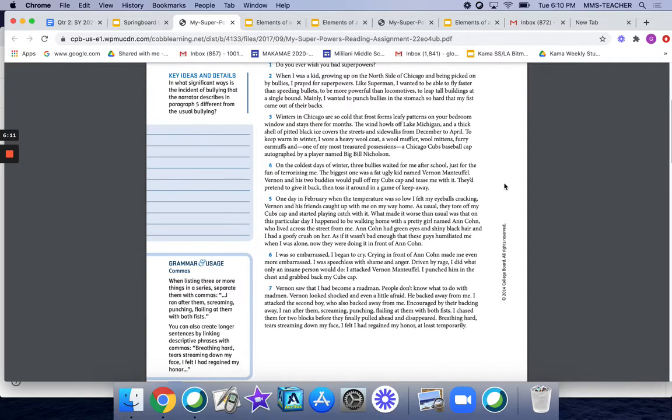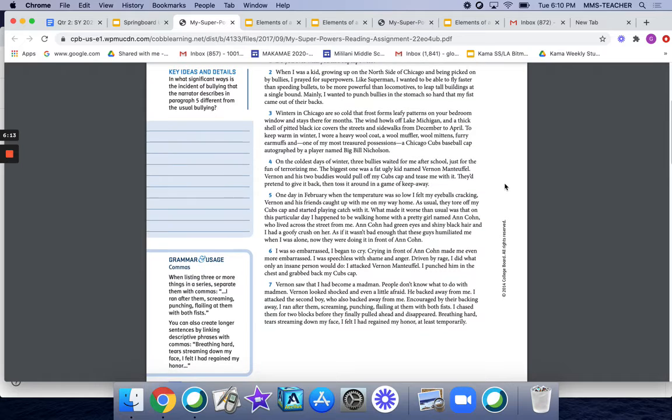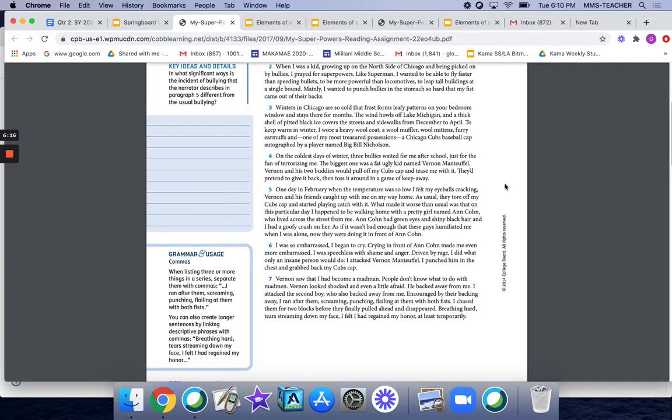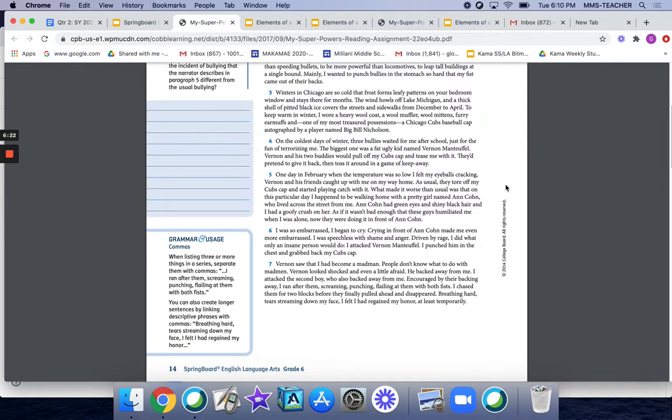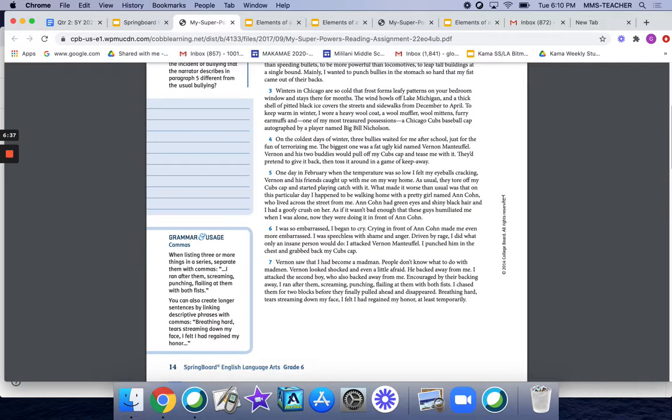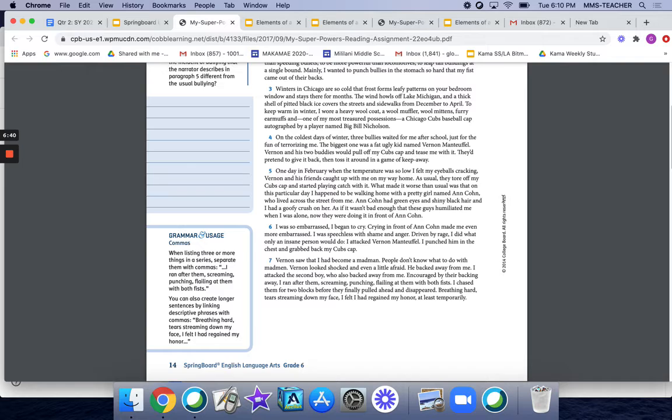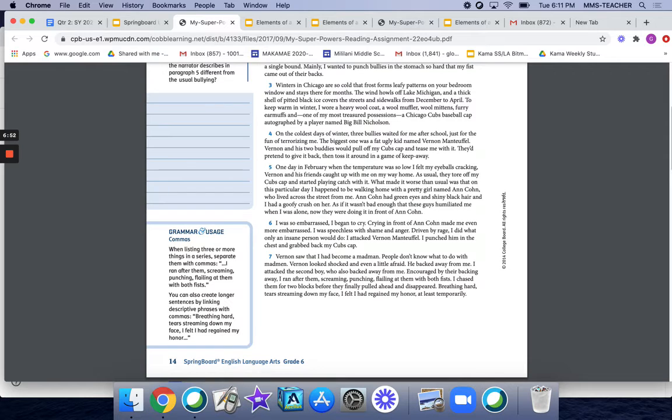Vernon and his 2 buddies would pull off my Cubs cap and tease me with it. They'd pretend to give it back, then toss it around in a game of keep-away. One day in February, when the temperature was so low, I felt my eyeballs cracking. Vernon and his friends caught up with me on my way home. As usual, they tore off my Cubs cap, and started playing catch with it. What made it worse than usual was that on this particular day, I happened to be walking home with a pretty girl named Ann Cone, who lived across the street from me.